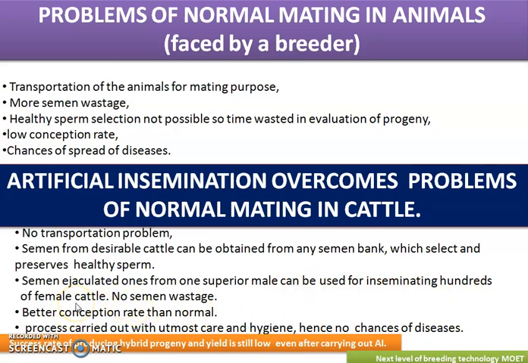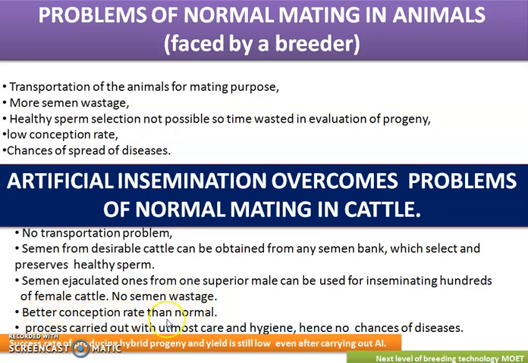Suppose your farm is not big enough. Suppose you have 25 cows which are in the reproductive age. After using it for those 25, you can still keep it for more. So that way you can use it for hundreds and hundreds of female cattle. You can even give it to some other farm who may be in your contact. So no semen wastage is there. You can use it to the maximum.